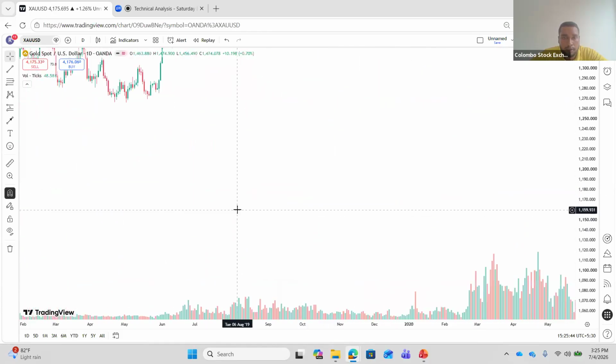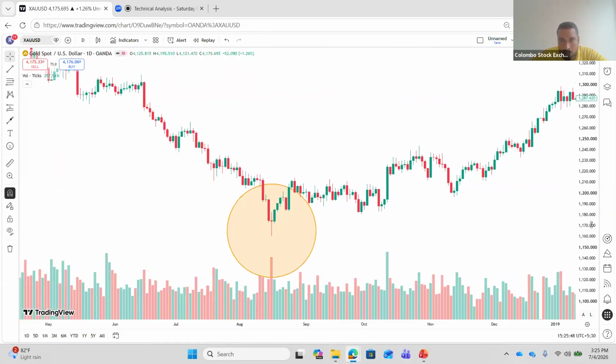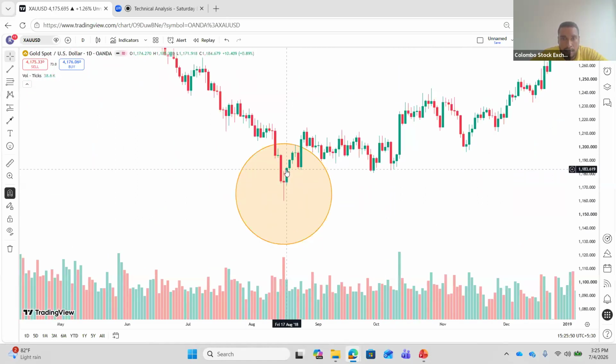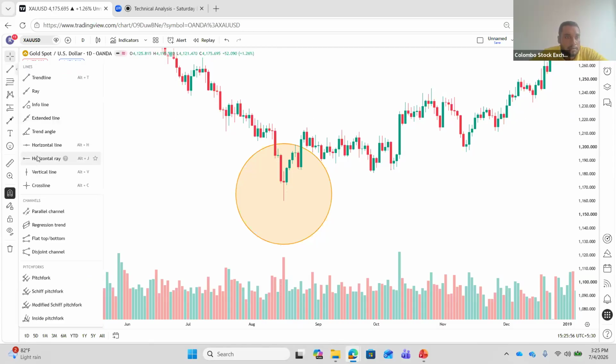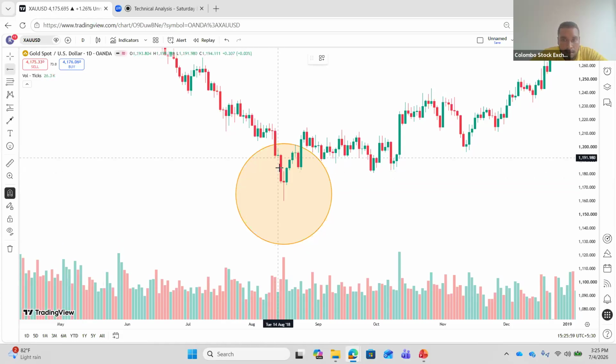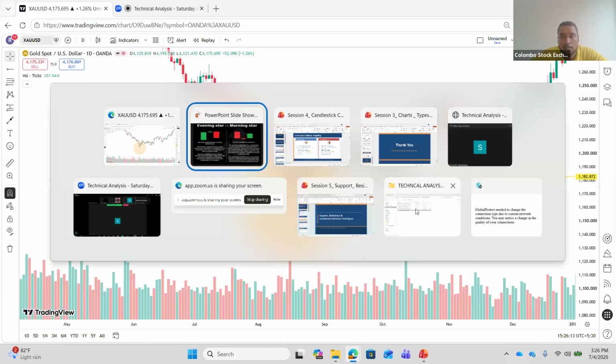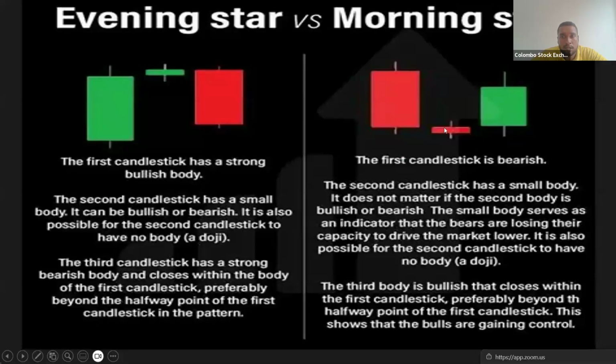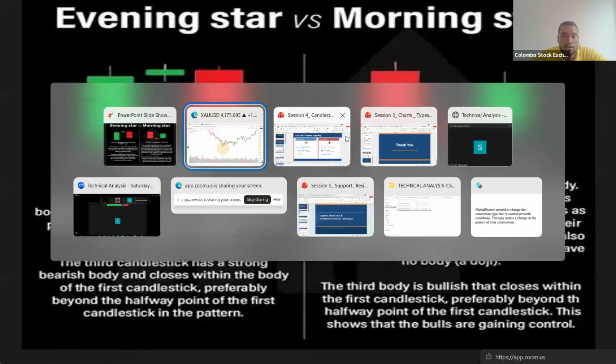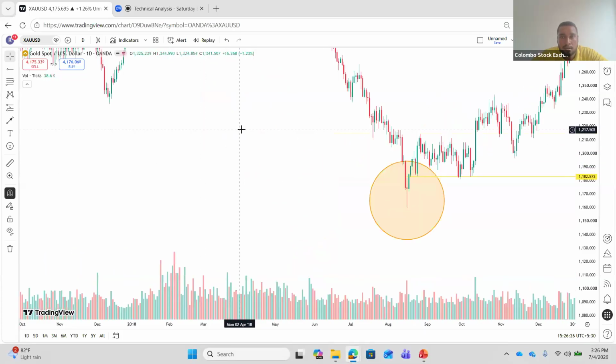So this is a morning star. Let's take a closer look. The second candle is a doji. The third candle is above the midpoint of the first candle. The first red candle, the midpoint is about this much, right? The third candle closed above that point, and the second one is a doji. So this is a morning star. These are very strong candlestick patterns. This morning star and evening star are very strong candlestick patterns.